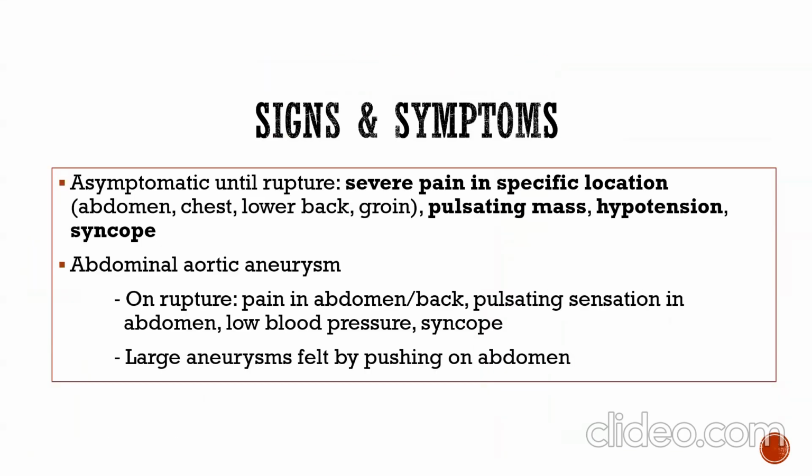Findings and symptoms of aneurysm: asymptomatic until rupture, severe pain in a specific location: abdominal, chest, lower back, groin, pulsating mass, hypertension, and syncope. Abdominal aortic aneurysm on rupture: pain in the abdominal region, back, pulsating sensation in the abdomen, low blood pressure, and syncope. Large aneurysm followed by pushing on the abdomen.